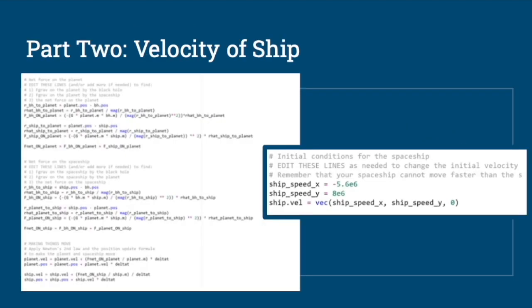Here's part 2 of my code, where on the left we can see all the calculations made to find the net force on the planet and use the position update formula and the velocity update formula to make the planet move. And then I did the same thing for the ship, and then with trial and error I was able to find a velocity that would make the ship not crash into the planet. And this velocity is an x component of 5.6 times 10 to the 6 meters per second, and a y component of 8 times 10 to the 6 meters per second.